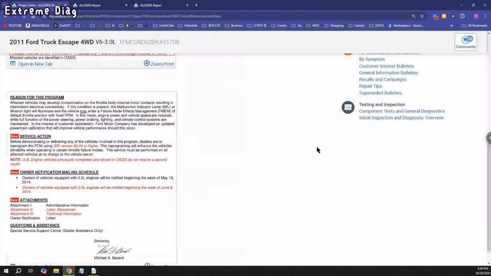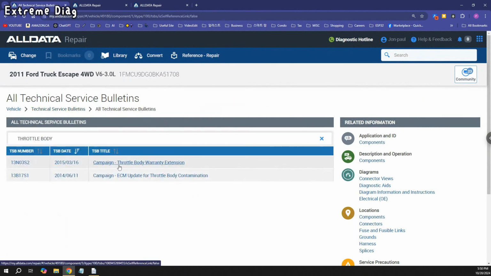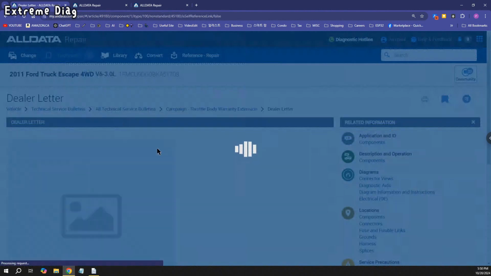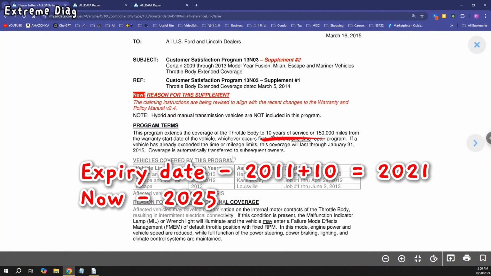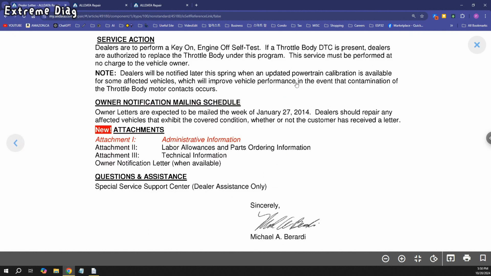I'll check the next document now. Checking the validity period again, it's also expired. The service action states that if a throttle body related error code appears, replace the throttle body. Now, I need to discuss whether to proceed with diagnosis, send it to the dealer for a PCM update, or just replace the throttle body.